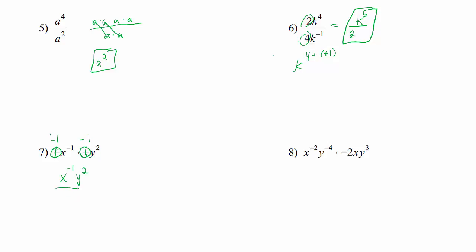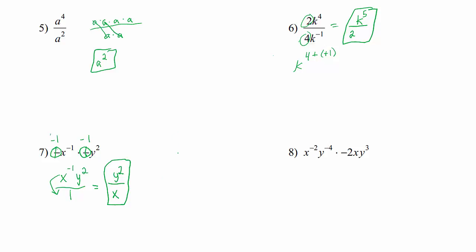Since there weren't any other x's or y's, they don't change at all. What I want to do, though, is make this correct by moving the x to the negative 1 down to the bottom. The y squared doesn't need to move because it has a positive exponent. So this is y squared over x to the positive 1. And we don't need to write the positive 1 part of that because a positive 1 exponent is understood as being there.